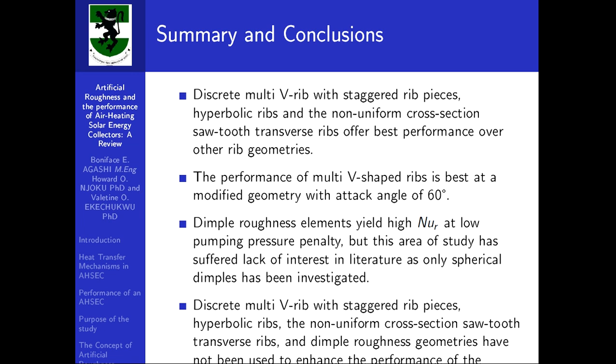3. Dimple roughness elements yield high Nusselt number ratio at low pumping power penalty, where this area of study has suffered lack of interest in literature, as only spherical dimples have been investigated. 4. Discrete multiple V rib with staggered rib pieces, hyperbolic ribs, the non-uniform cross-section sawtooth transverse ribs, and dimple roughness geometries have not been used to enhance the performance of double pass air heating solar energy collector system.